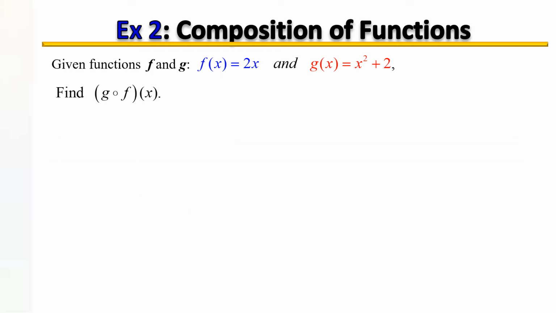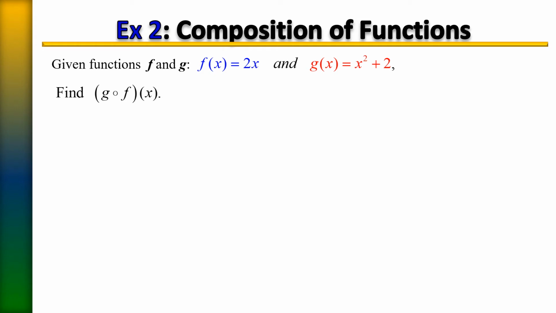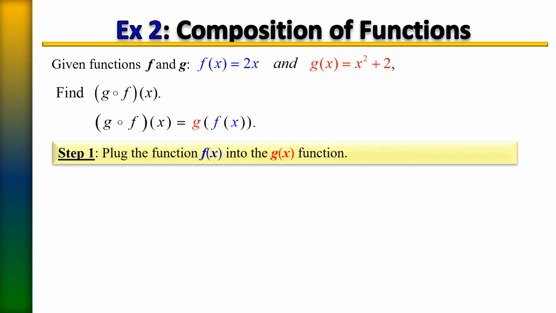In this next example, we're asked to find the opposite, to find g of f. So notice that f of x is the last function that is mentioned, and this is the one we're going to take and plug into the first function. So where the g of x function is, we're going to remove the x here and replace it with what f of x is, which is 2x. So again, we're going to take the f of x function and plug it inside the g of x function in x's place. When we do so, it's going to look like so.